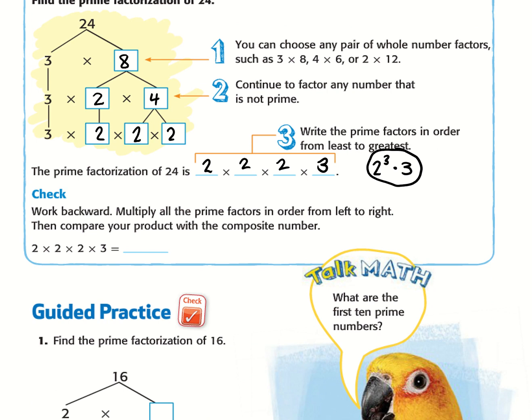So it says work backwards, multiply all the prime factors in order from left to right, then compare your product with the composite number. So I know 2 times 2 is going to equal 4, and then times 2 again equals 8, and then times 3 equals 24. So I know my answer is correct by checking my work.